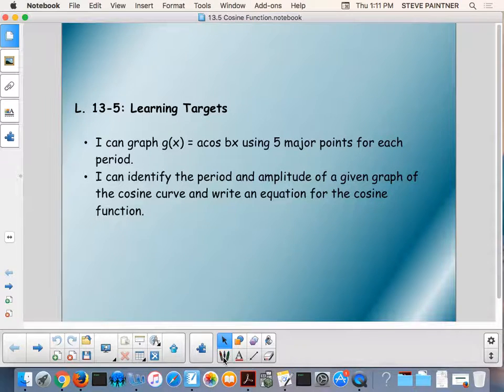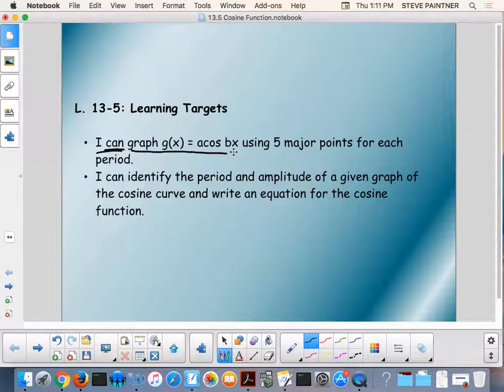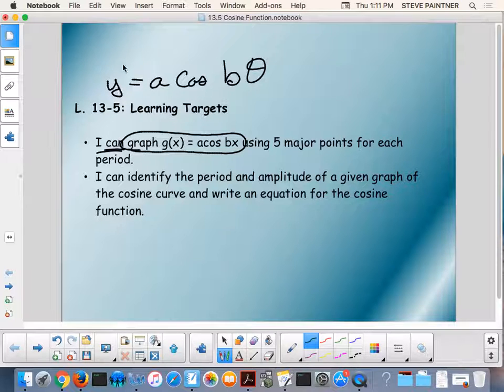You are going to. I can. Cosine. And I don't like that they wrote bx. I want you to rewrite it, please. It's b theta, cosine of b theta, with an a in front. Okay, so there it is.